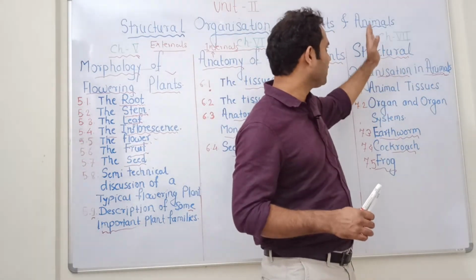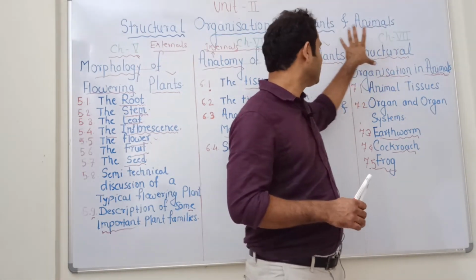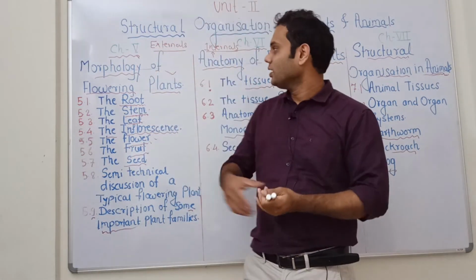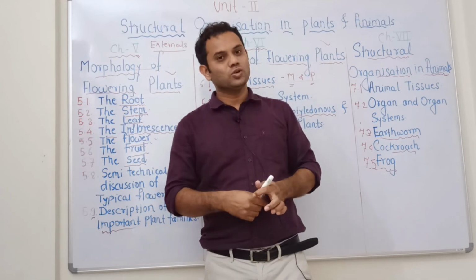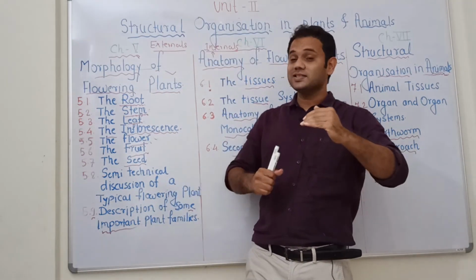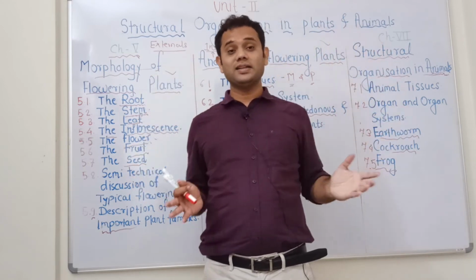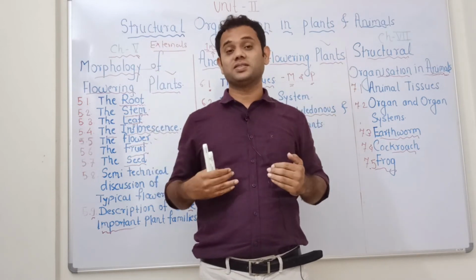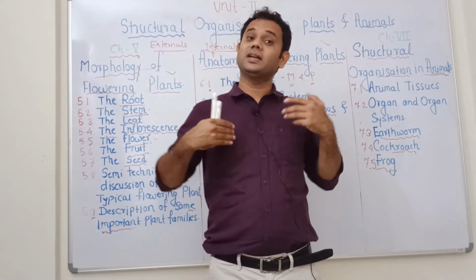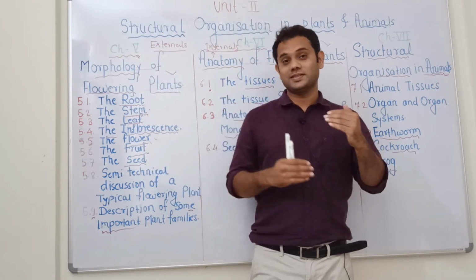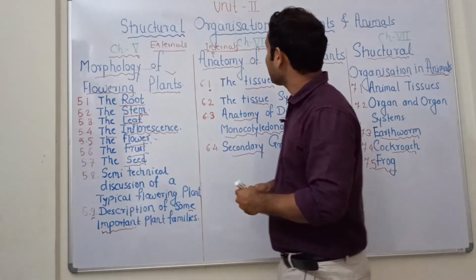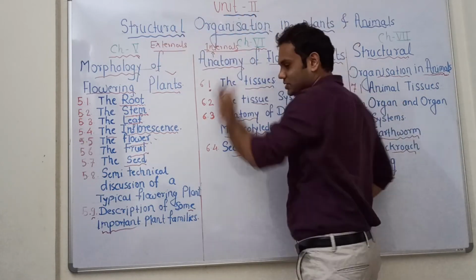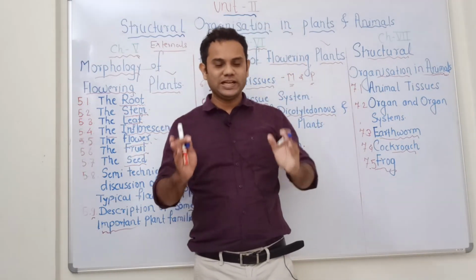in animals. So chapter number 7 is about animals, chapter number 6 is about the anatomy of plants, and chapter number 5 is about the morphology of plants. So in this unit 2 we will study the structural organization, how the organisms, particularly plants and animals, are organized in their structures, how externally they look, how internally they are. That unit is called structural organization in plants and animals. So that is all about unit number 2.